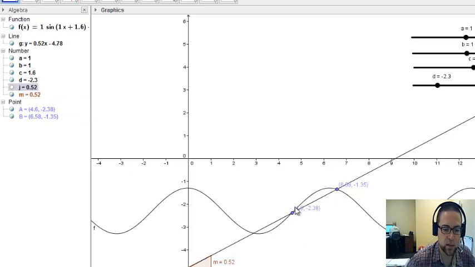So that's what it is. The average rate of change between 2 points is the change in the function values over the change in the input.